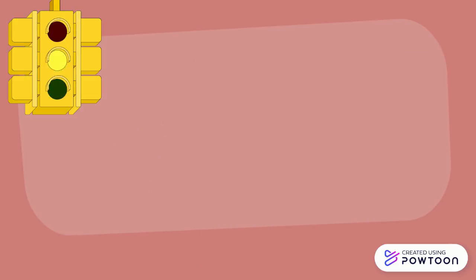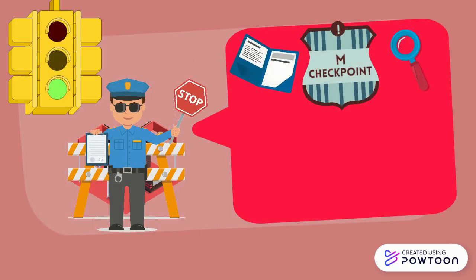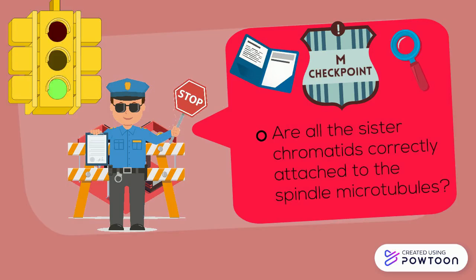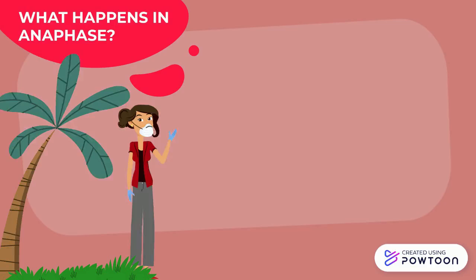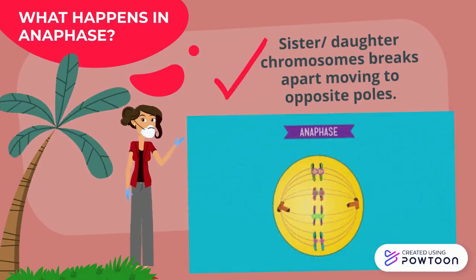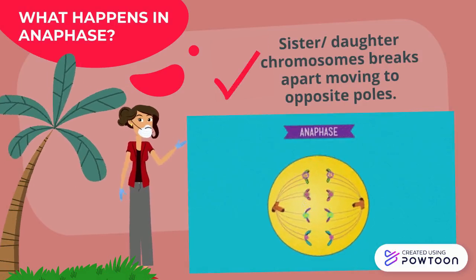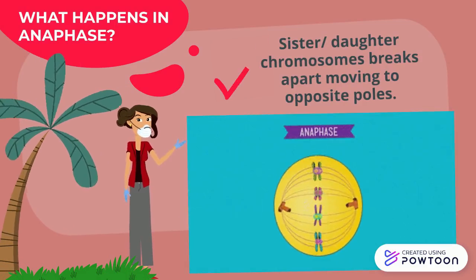Also, near the end of the metaphase stage, there is this M checkpoint, also known as the spindle assembly checkpoint, and it checks whether all the sister chromatids are correctly attached to the spindle microtubules. What about in the anaphase? In the anaphase, the sister or daughter chromosomes break apart, moving to opposite poles.